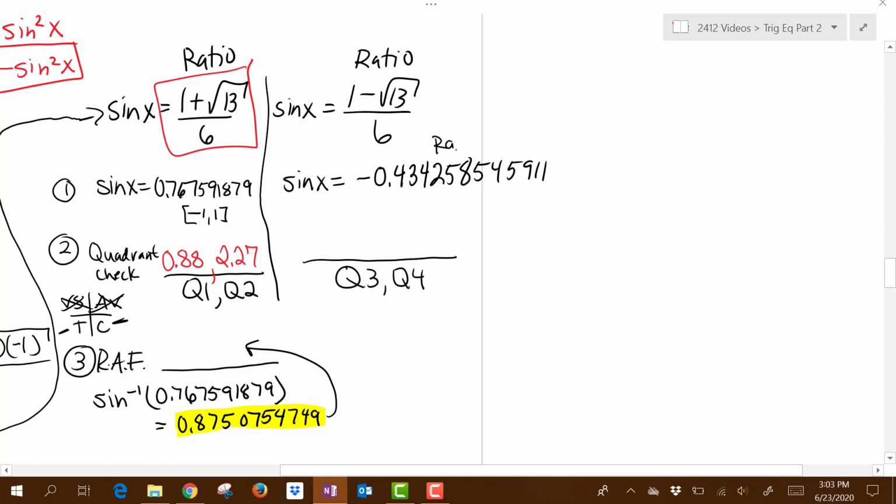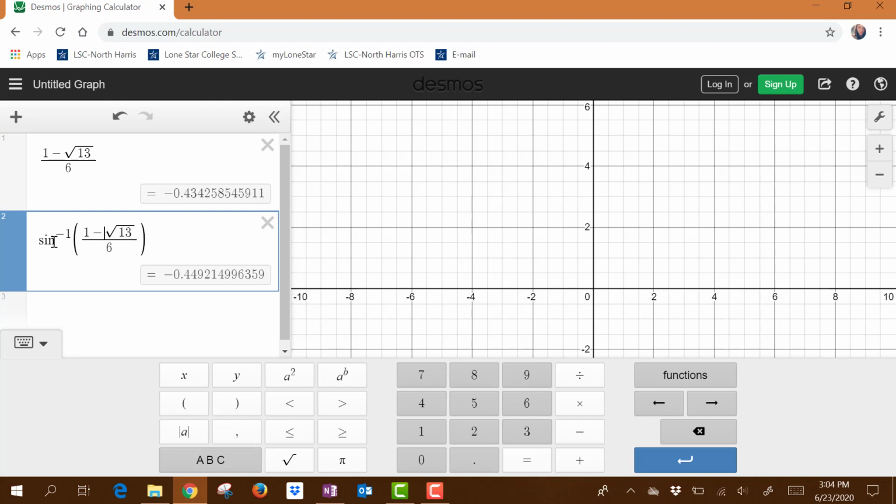Alright, so remember this is still the ratio. We're looking for what is the angle solution. In order to find our reference angle family, we need to feed that ratio to our sine inverse function. So we'll put that into our sine inverse function in our calculator and see what we get. I have sine inverse of (1 minus the square root of 13), all of that divided by 6, and this is our angle measure.